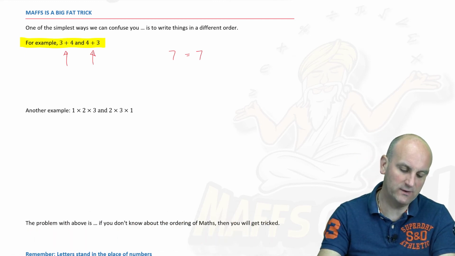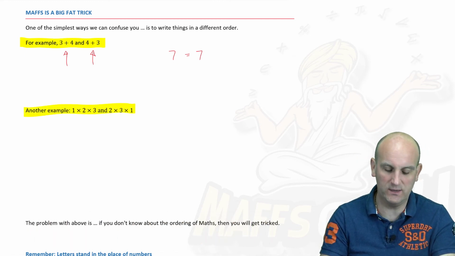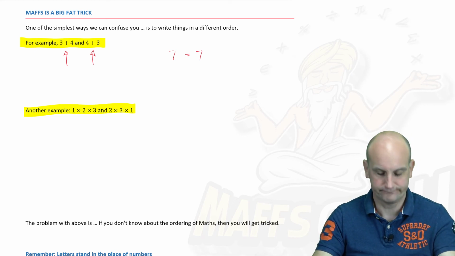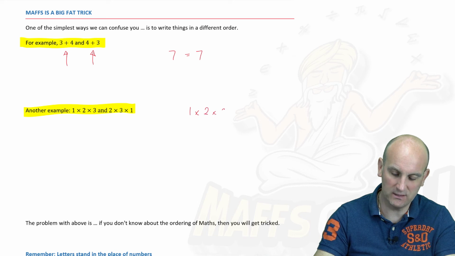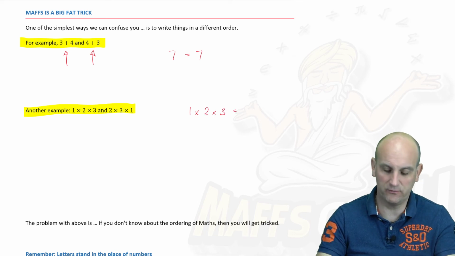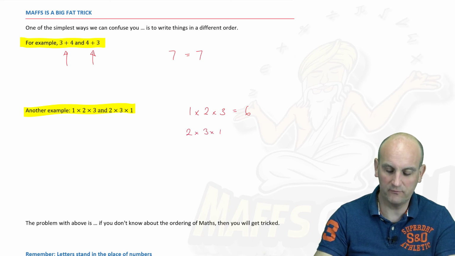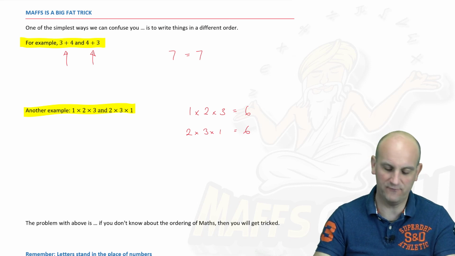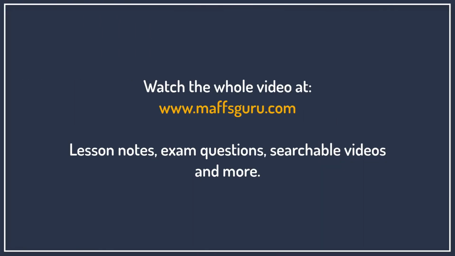What about another example? Let's throw some timesy stuff in. What about this one here? 1 times 2 times 3. Is that the same as 2 times 3 times 1? Well, let's check. 1 times 2 times 3. Well, 1 times 2 is 2. 2 times 3 is 6. Hey, what about 2 times 3 times 1? Well, 2 times 3 is 6, times 1 is 6. Well, hey! And therefore, they are equivalent expressions. And in the same way, 1 times 3 times 2, 2 times 1 times 3, all of those are in fact equal to 6.